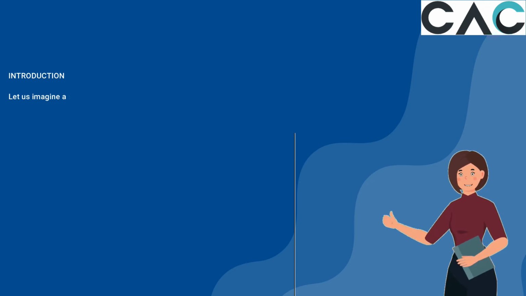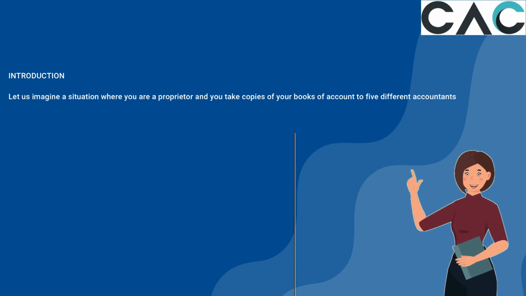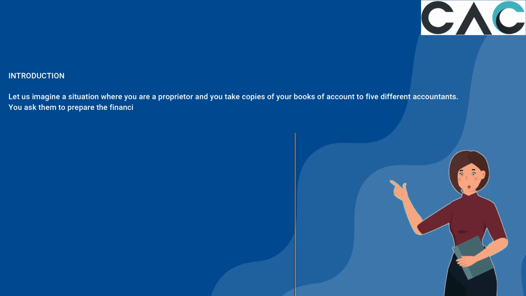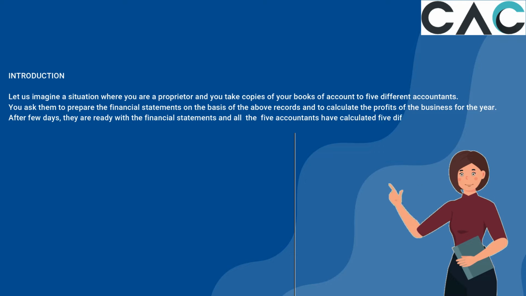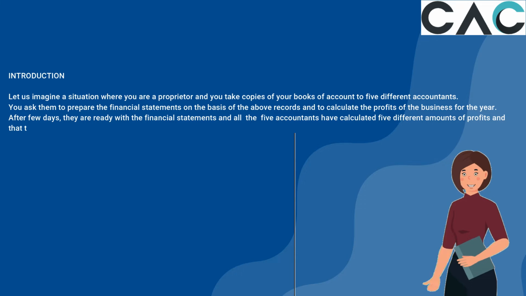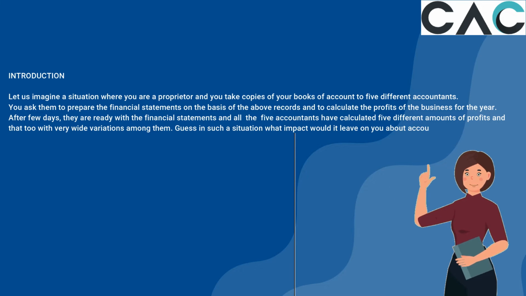Introduction. Let us imagine a situation where you are a proprietor and you take copies of your books of account to 5 different accountants. You ask them to prepare the financial statements on the basis of the above records and to calculate the profits of the business for the year. After a few days, they are ready with the financial statements and all the 5 accountants have calculated 5 different amounts of profits, and that too with very wide variations among them. Guess in such a situation what impact would it leave on you about the accounting profession?